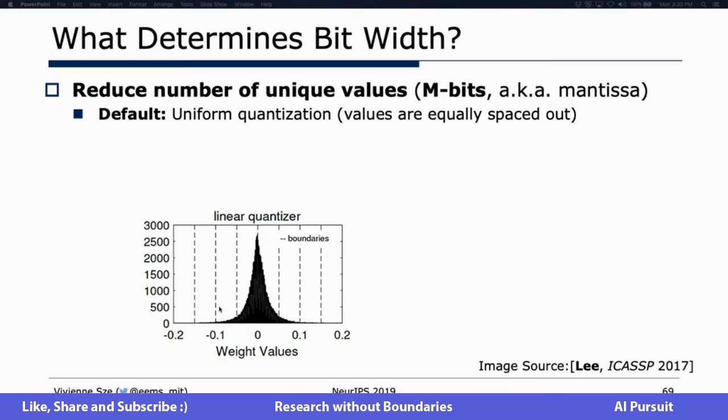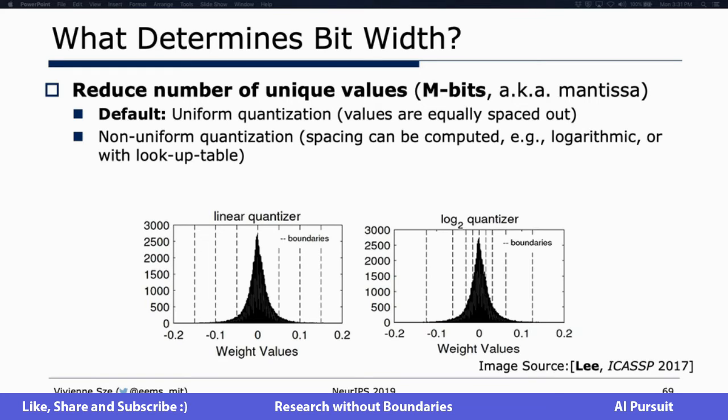Shown here on the right-hand side are some examples of very common numerical representations like floating point 32, 16-bit floating point, and integer 8 and 16 and so on. So the first thing that dictates the bit width is the number of unique values we might want to represent. We would refer to this as the mantissa or the m bits, and with m bits you can represent 2 to the m values. So we're showing here m.